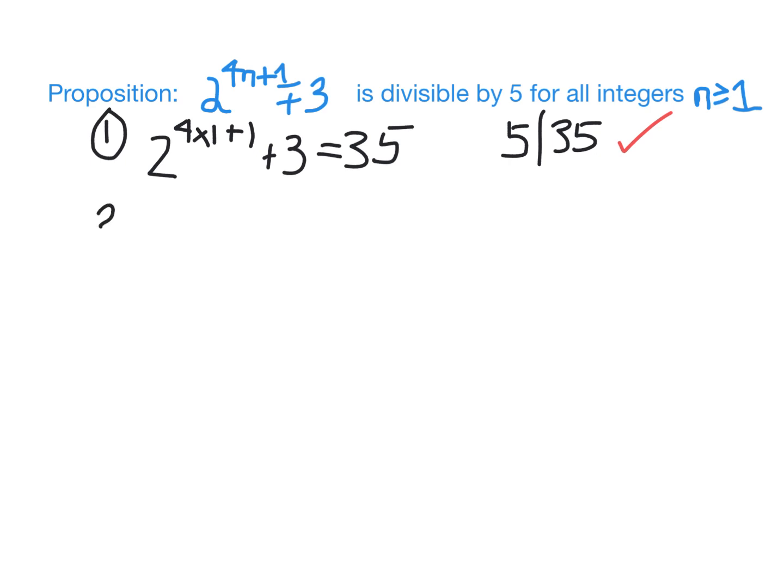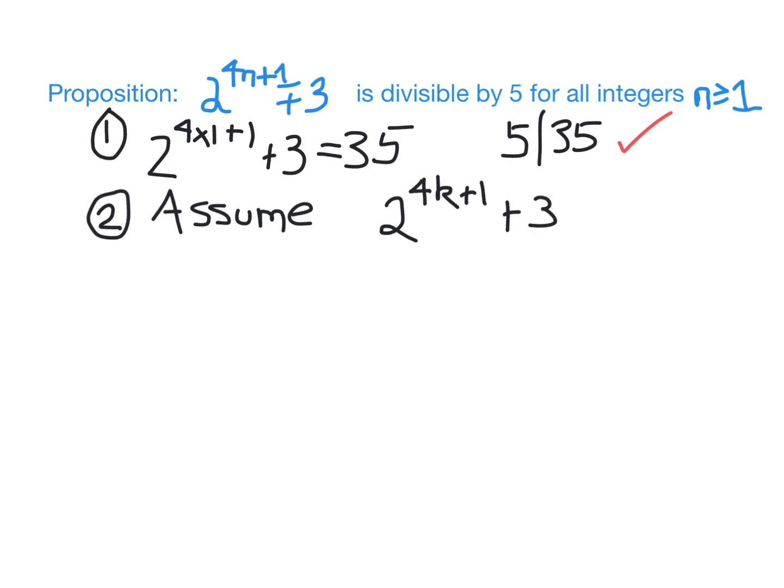So step 2 is the inductive hypothesis. So we assume that the statement we're trying to prove is true for n equals k. So we assume that if I substitute n for k, that this is divisible by 5. I'm just going to write it like this. This says 2 to the power of 4k plus 1, plus 3, is divisible by 5. So we haven't actually done any thinking yet. Now we go to the inductive step.